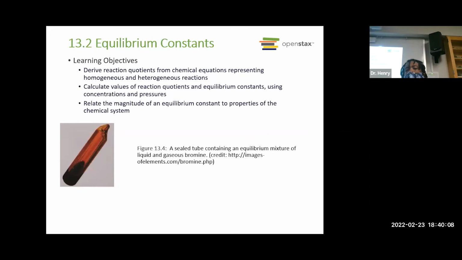Okay, so we're going to talk about the equilibrium constant. Here's an example of bromine gas and bromine liquid. Going from the gas state to the liquid state is a form of equilibrium. If it's in a closed, sealed tube, you actually have a little bit of bromine gas and bromine liquid existing at the same time. The rate of liquid going to gas is going to be the same as the rate of gas going to liquid. They're not going to be the same quantity, but the rate's going to be the same.